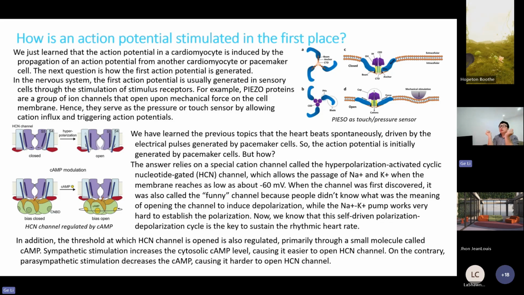It triggered a depolarization. That's what happened in the stimulus. Touch stimulated action potential generation. This is where the action potential is first generated in the touching.